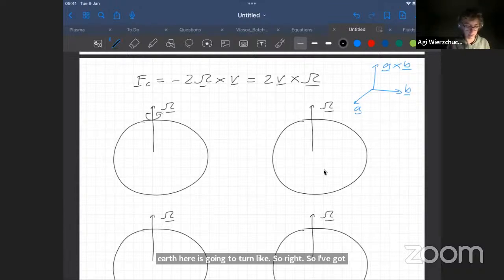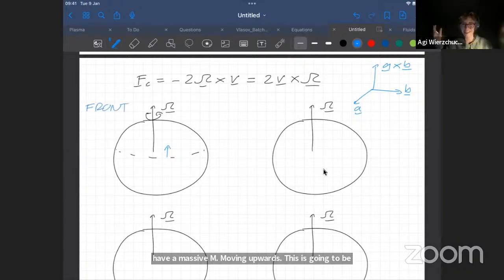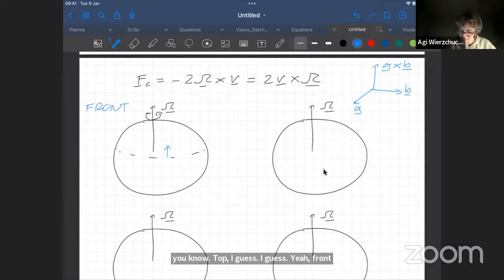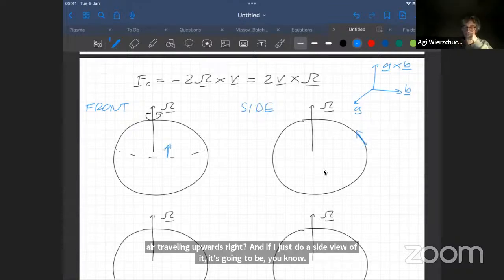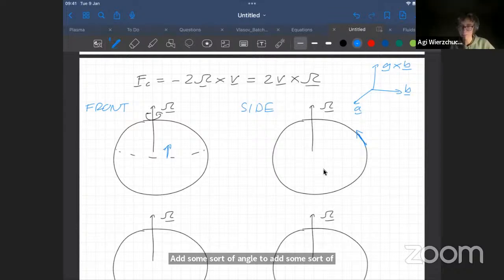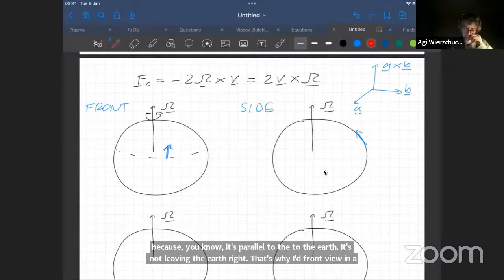And exactly why do these hurricanes turn? Let's consider just a mass of air moving upwards. This is going to be the front view, and this is going to be the side view, because remember, the Earth is curved, right? So here I've got some air traveling upwards, and in the side view it's going to be at some sort of angle because it's parallel to the Earth. It's not leaving the Earth, right? That's why I drew a front view and a side view, so you can know that this curvature exists.